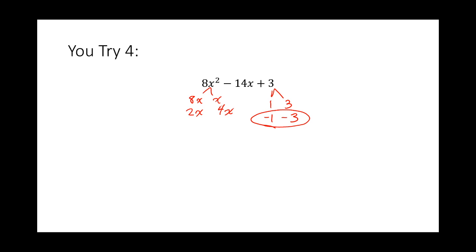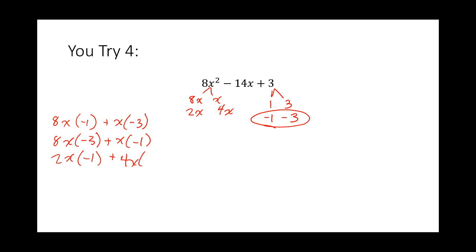So now we can try out our options. We can do 8x times negative 1 plus x times negative 3. We can do 8x times negative 3 plus x times negative 1. We can do 2x times negative 1 plus 4x times negative 3. Or we can do 2x times negative 3 plus 4x times negative 1.